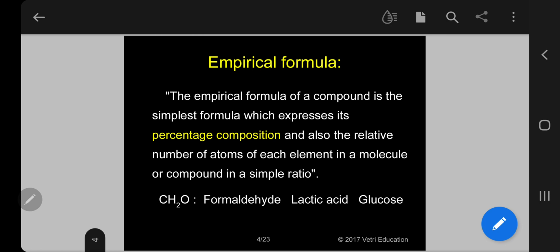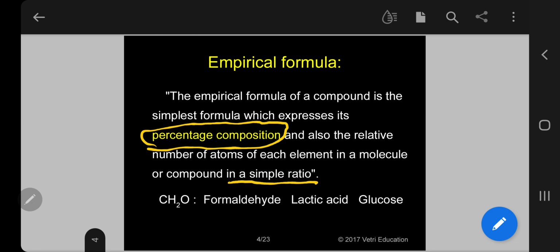What is empirical formula? The empirical formula of a compound is the simplest formula which expresses its percentage composition. It expresses its percentage composition and also the relative number of atoms of each element in a molecule or compound in a simple ratio. Kindly follow. This is the definition for empirical formula.